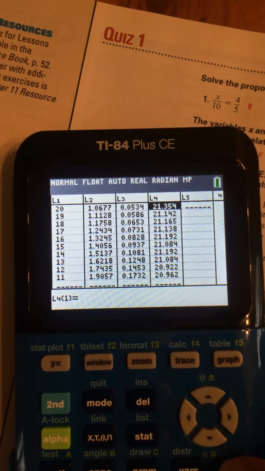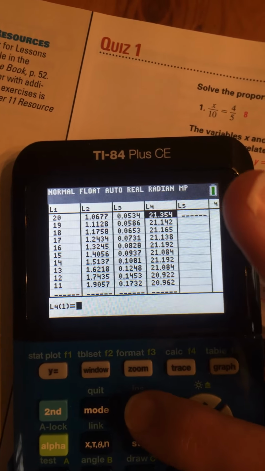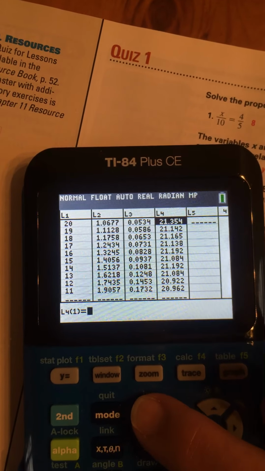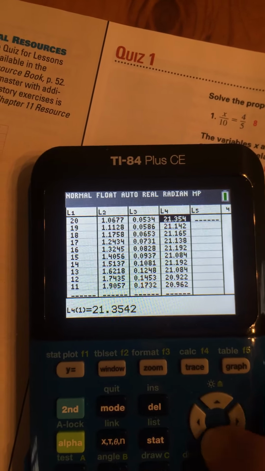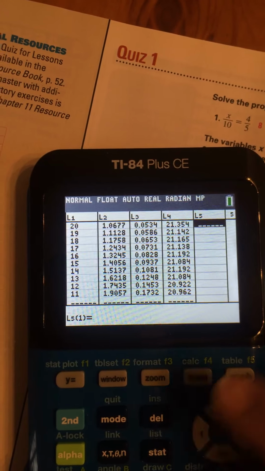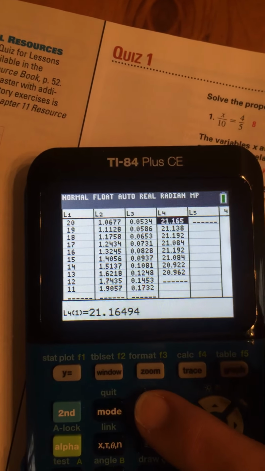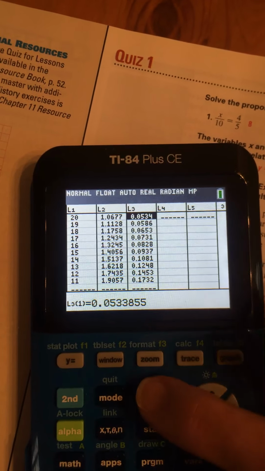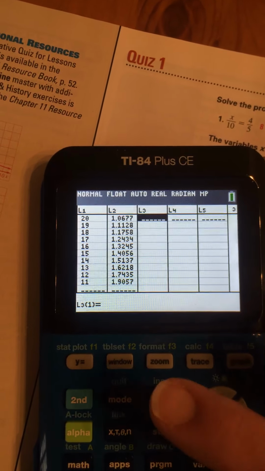Let's see if I hit clear, if it just goes away. Nope, I'm going to have to go delete. Why is it not doing it? List 4. Go over here, delete. There it goes. I'm going to get rid of my list 4, and I'm going to get rid of my list 3. And I'm going to show you how I would do it.